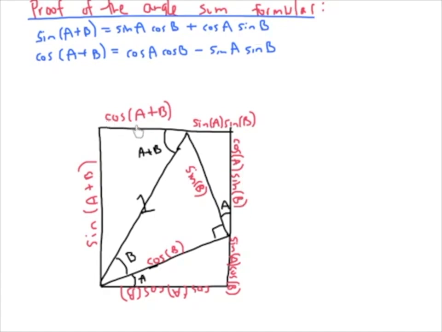Also, cosine of A plus B, which is this side length, is exactly the difference of this side length, cosine A cosine B, minus this side length, sine A sine B, and that's the second angle sum formula. So I think that's a pretty great geometric proof of the angle sum formulas.